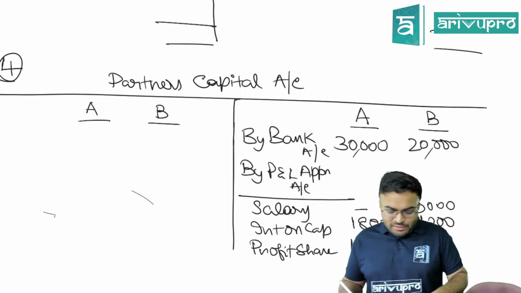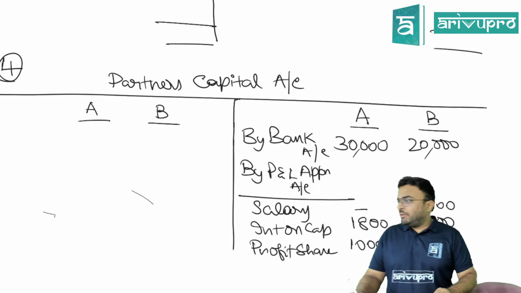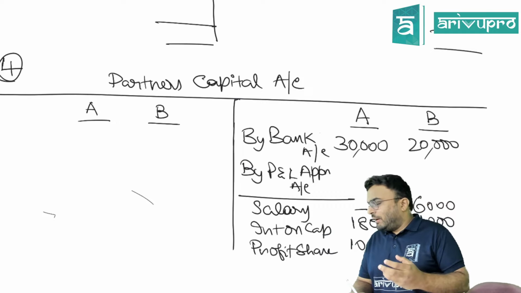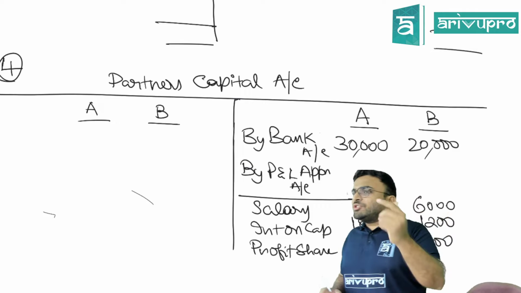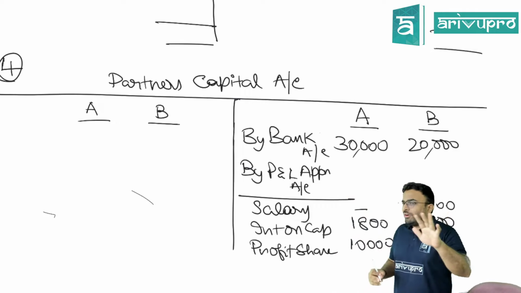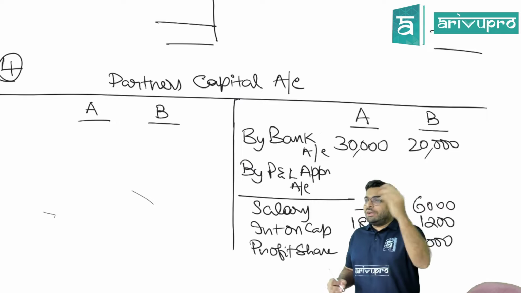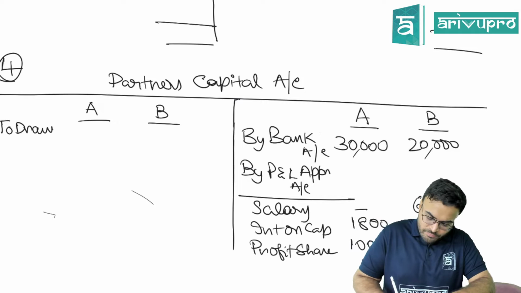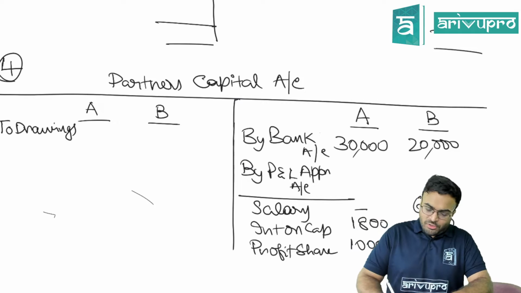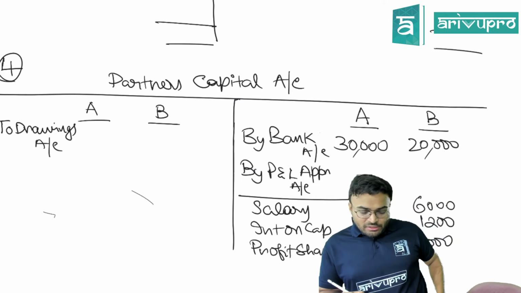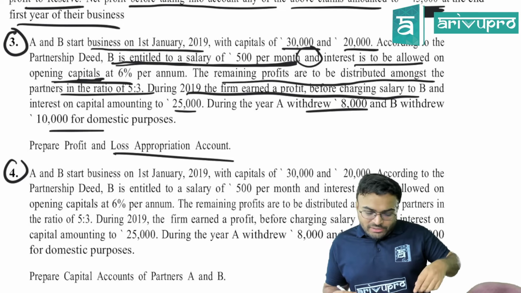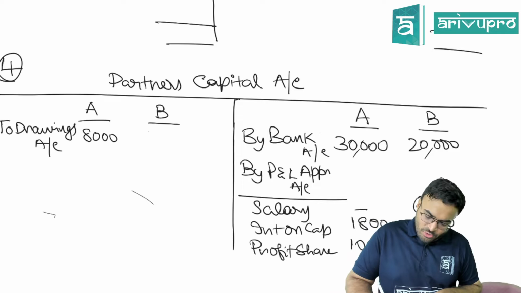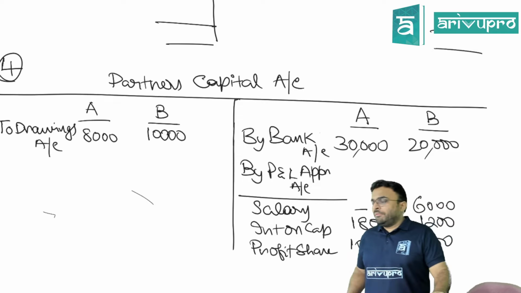Is there anything to be taken from the partners capital account? Drawings. Drawings should be reduced from capital. Whenever the drawings happen, the entry is drawings account debited to bank. Now you have to reduce it from capital. So what will be the entry? Partners capital account debited to drawings account. They have told in the question that A withdrew 8,000, B withdrew 10,000 for domestic use. Is this clear?